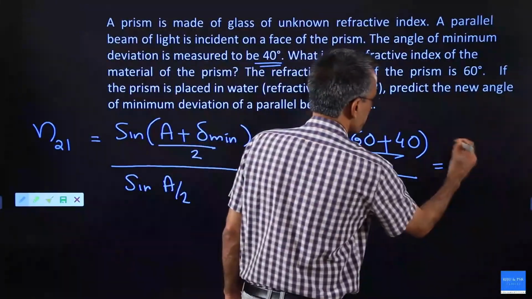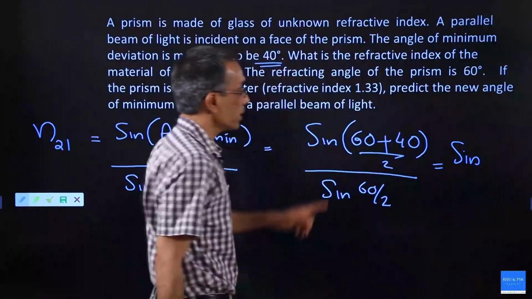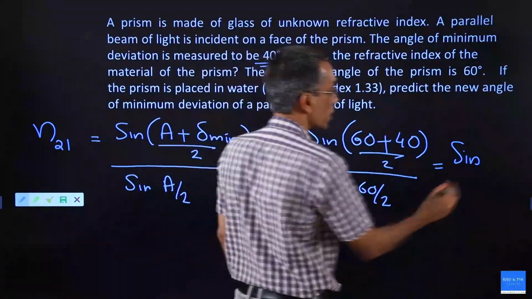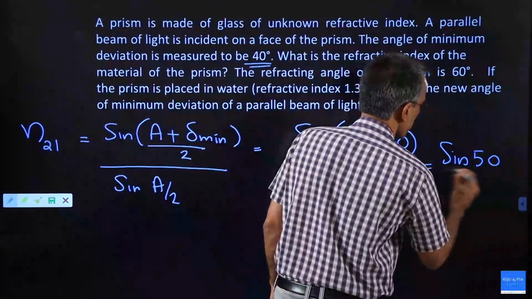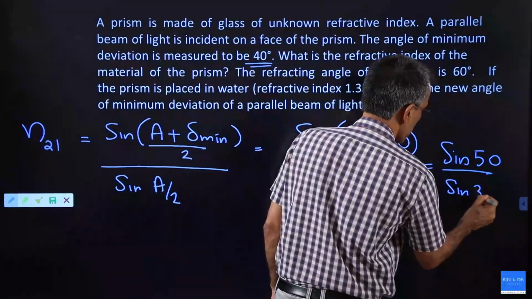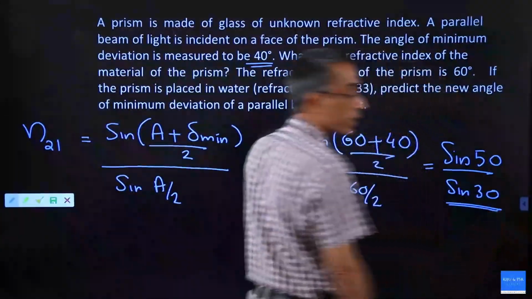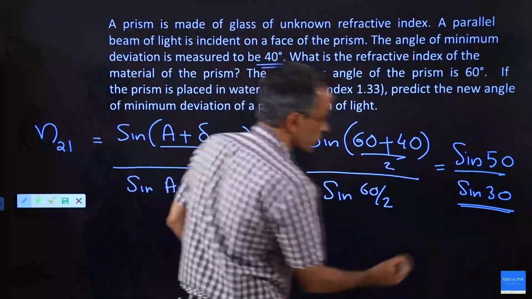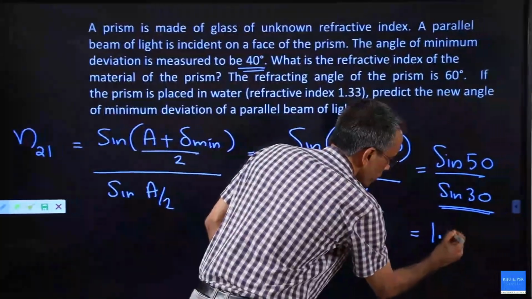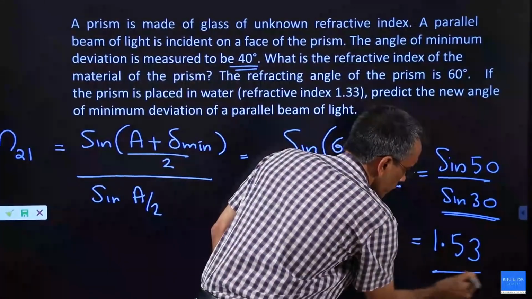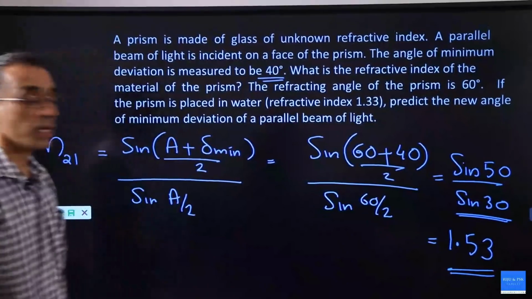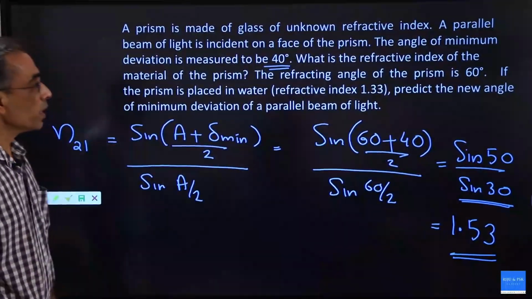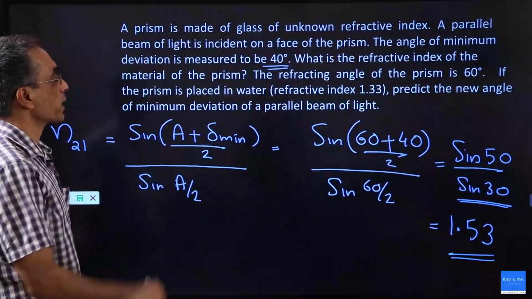So this gives you sine of (60 plus 40) by 2, that is 100 by 2, sine 50 divided by sine 30. You can calculate this value. This is the refractive index with respect to air. So this will be equal to 1.53. So this is the refractive index of the material with respect to air. Now we have to find the answer for the second part.